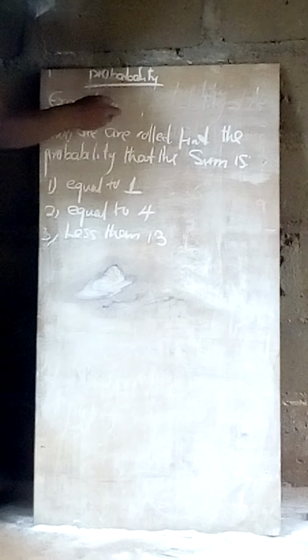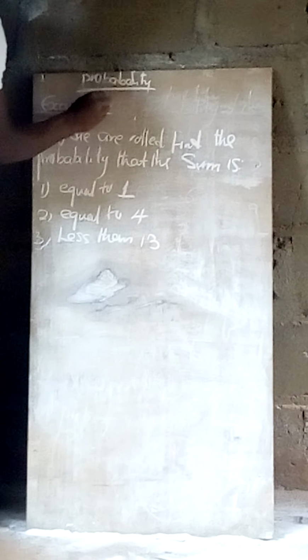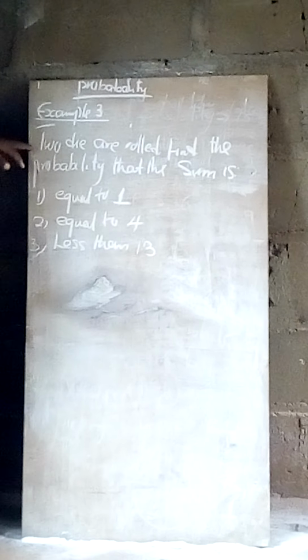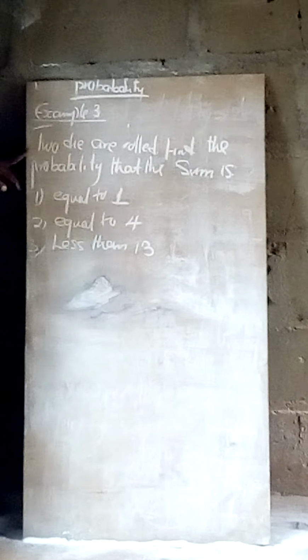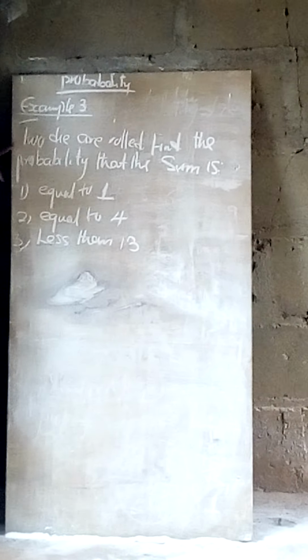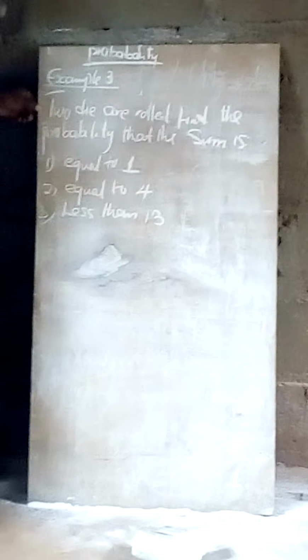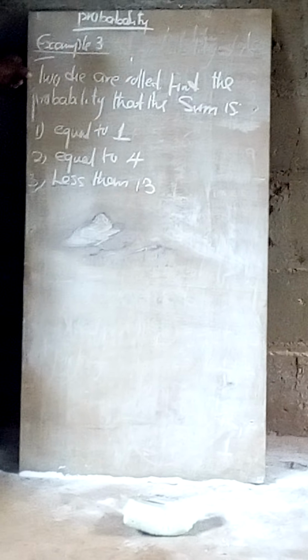Okay, we've done one example, we've done 2 examples, and now we're coming to the third example. The first one was the head and the tail, the second one was a fair die, and now we are having what?